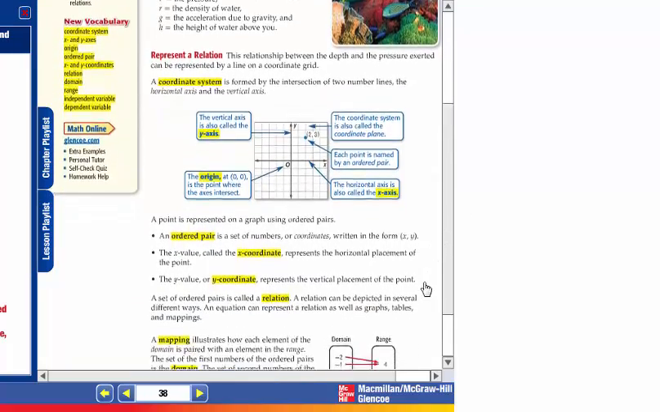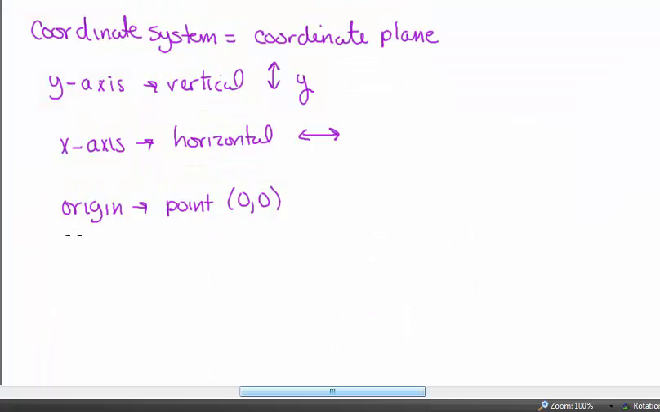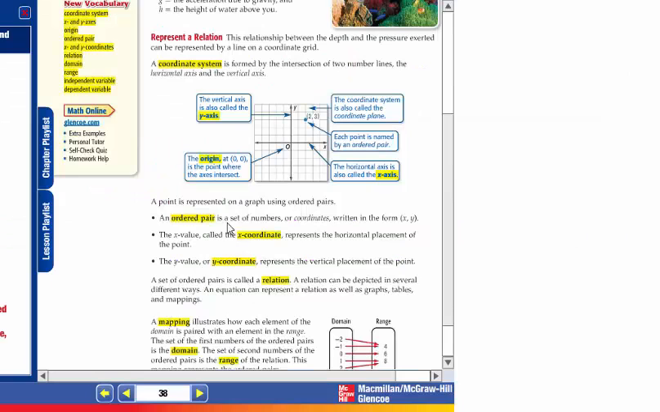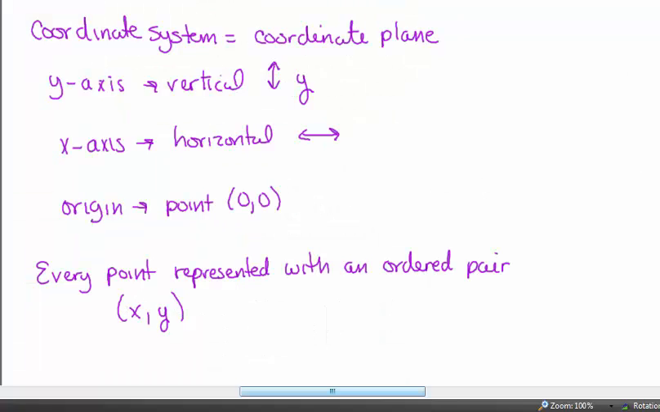Every point is represented with an ordered pair. And an ordered pair has an x value and a y value. So we look at the actual definition here as the set of numbers or coordinates written in the form x, y. Okay, so it's a set of two numbers written in the form x, y.